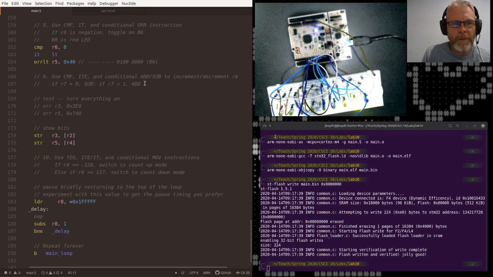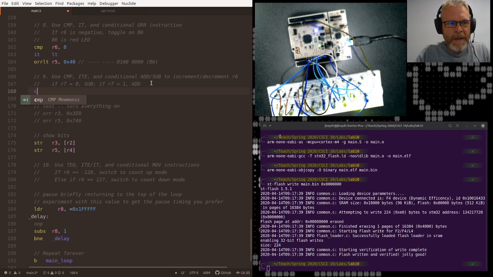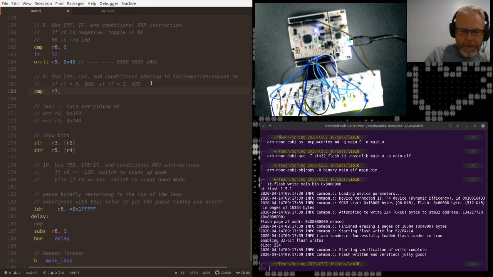So now I am going to set up to either count R6 up or count R6 down. And the way I know which direction to move R6 is based on what R7 is. So when R7 is 0, I'm going down. When R7 is 1, I'm going up.